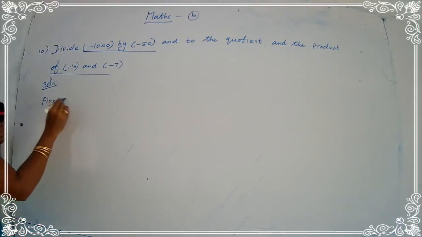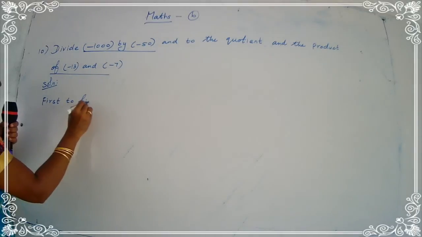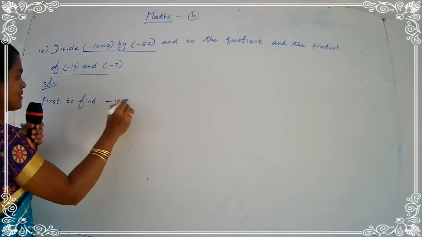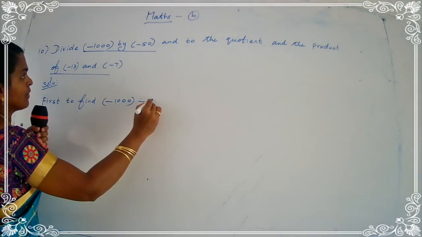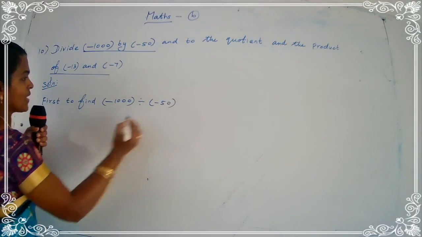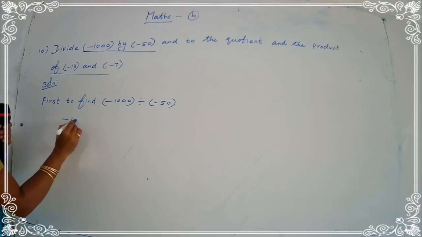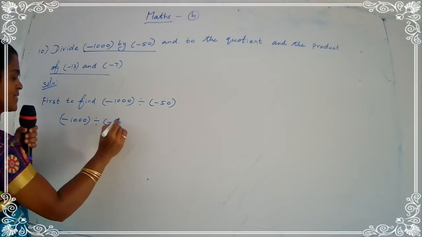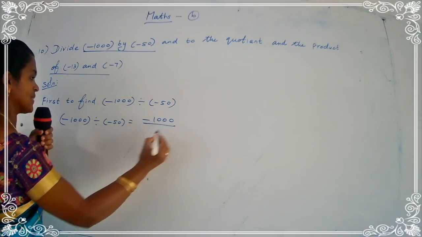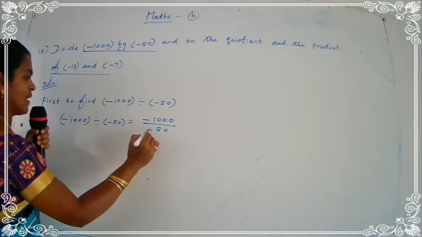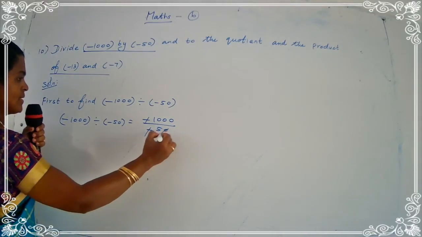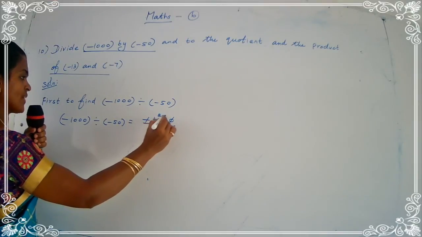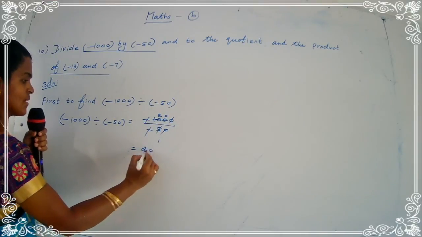So, first to find what is the value? Minus 1000 divided by minus 50. Yes or no? Yes. So, minus 1000 is divided by minus 50. Minus minus cancel, 0 0 cancel, 1 5 is 5, 2 5s are 10, 20. So, your answer is 20.